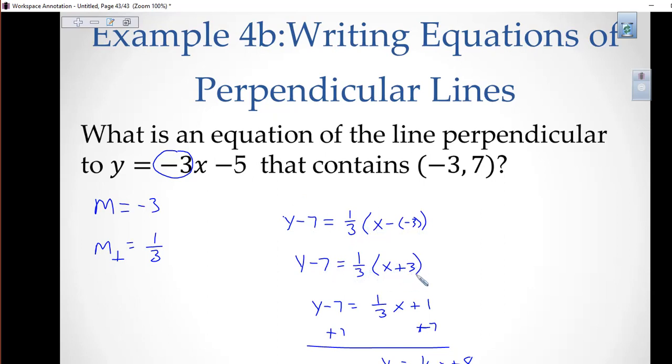Now once we got this in point slope form, next thing to do is put it in slope intercept. Distribute 1/3 x. 1/3 times 3 is going to give us 1. We're going to add the 7 to both sides, and that's going to give us 8. So y equals 1/3 x plus 8.